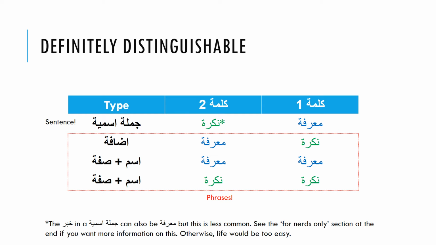Hold in mind that anything that is in that red box, those are phrases. They do not complete the sentence. Only ma'rifa followed by nakira here is going to give us a jumla ismiya, full sentence. Hold in mind that I'm simplifying things a little bit, and if you want a little more information, as long as it doesn't make your head explode, listen to the For Nerds Only section later on.